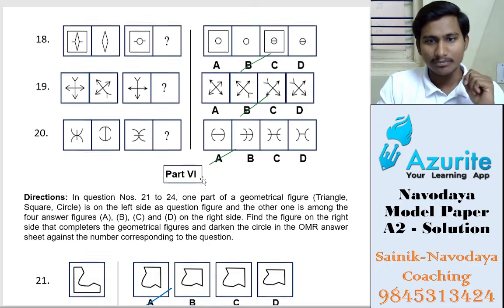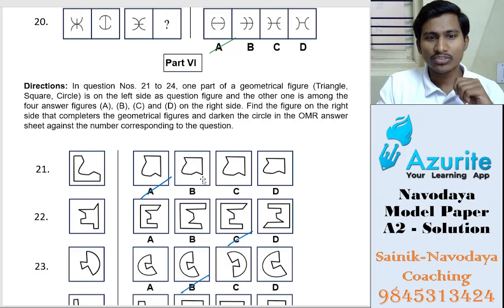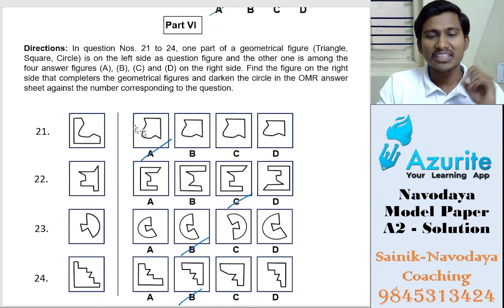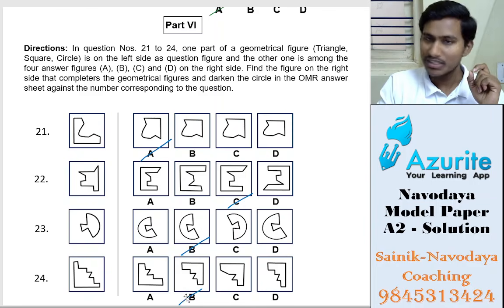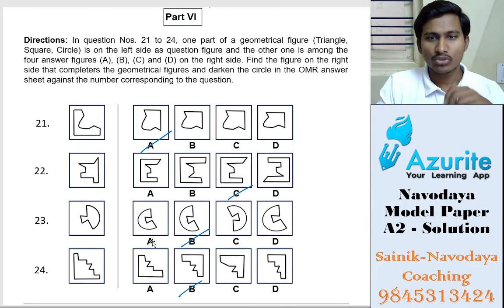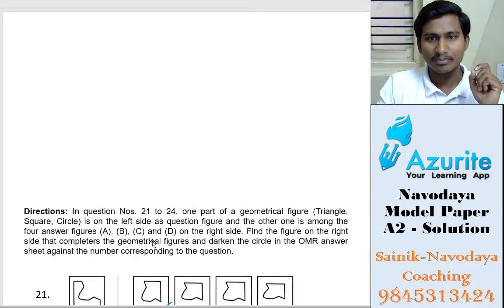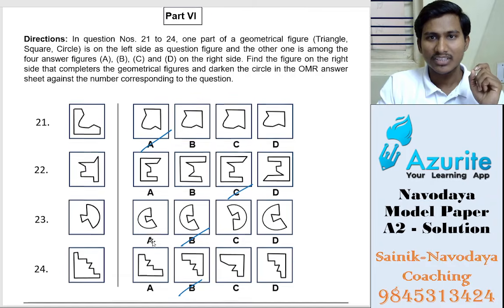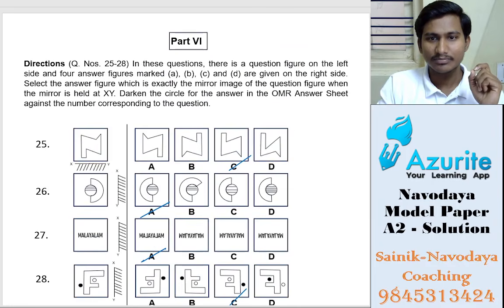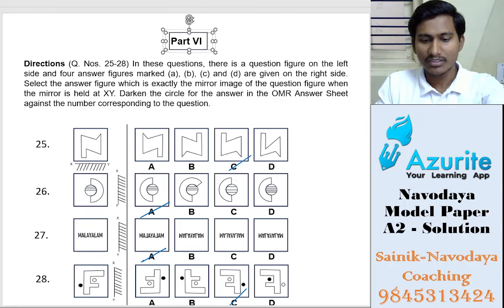Now the sixth part. Sixth part is what? That is geometrical figure completion. So this is a box, that is, the square we have to complete. So 21 is A, 22 is C, 23 is B, and 24 is option B. Okay, so now let's do the seventh part, that is, this should be the seventh, yes.